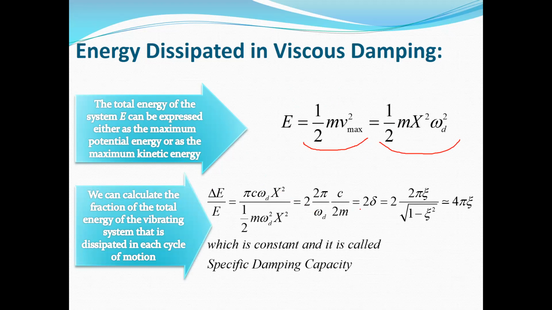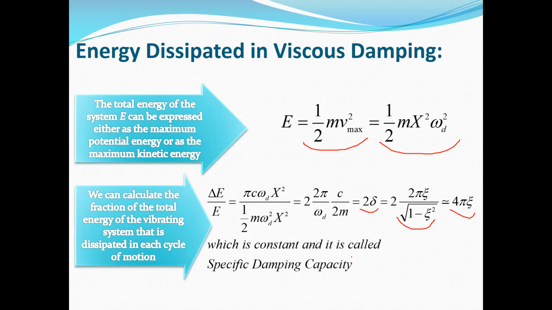And by simplifying, you can obtain that the ratio of delta E, or the energy dissipated in each cycle, to the total energy of the system is equal to 2 times the logarithmic decrement. And if you substitute the logarithmic decrement as a function of the damping ratio, you can obtain that this ratio is approximately equal to 4 times pi times psi, when psi is very small for an underdamped system.